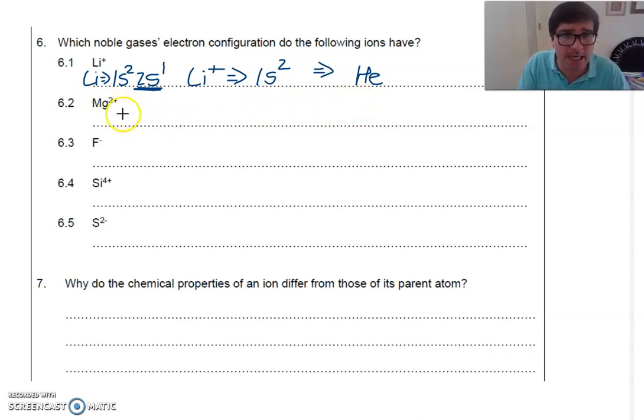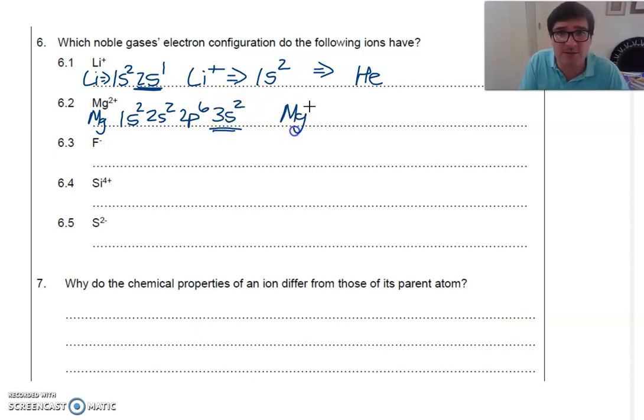Okay, magnesium is magnesium 2 plus when it forms an ion. Normal magnesium is 1s2, 2s2, 2p6, 3s2. So its valence electrons are those in the third energy level. If it becomes magnesium 2 plus, it gains an electron configuration of 1s2, 2s2, 2p6, which is similar to the electron configuration of neon. So that's my answer.